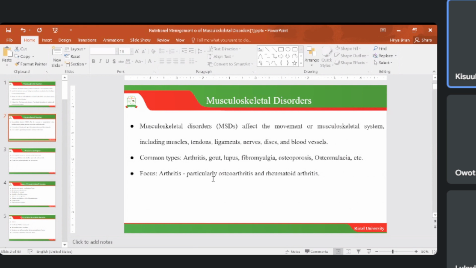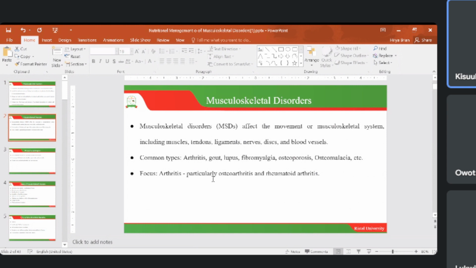Okay, so when we talk of these, we are looking at these disorders that affect the movement of the musculoskeletal system, including the tendons, the ligaments, the nerves, the muscles, the joints, and also other blood vessels that they're in. So for the common types, we have arthritis, all forms of arthritis. Then we have the gout, then we have the lupus, we have the fibromyalgia, the osteoporosis, which is often sometimes confused with the osteomalacia, but really a lot of those things are there.